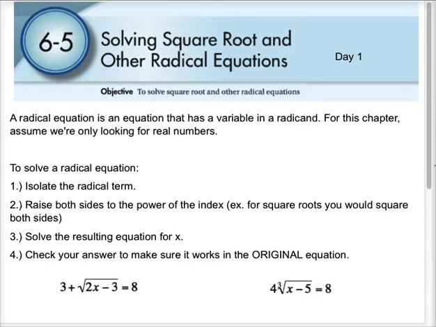Today we're finally going to dive into actually solving square root equations. However, we're also going to include other things higher than square roots. We're going to deal with cube roots, rational expressions, all that fun stuff.